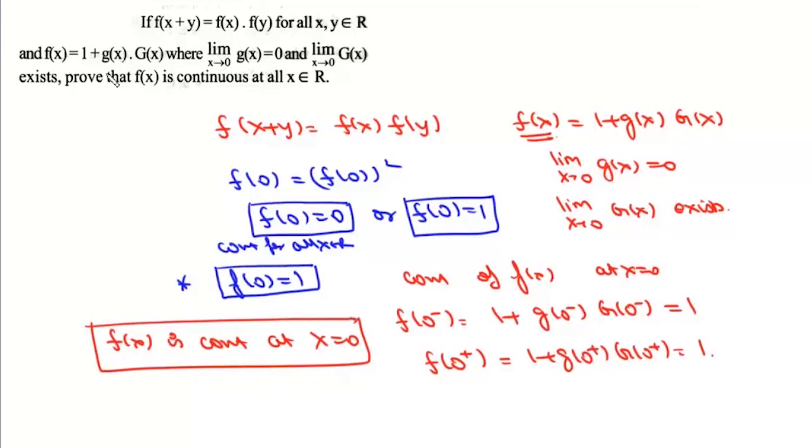Now if f(0) is 0, then this limit cannot exist. So we have to discard this possibility f(0) equals 0. So the only condition that remains here is that the value of f(0) must be 1. Now once we know that f is continuous at 0, that is f(h) equals f(-h) and it is equal to f(0), which is 1.